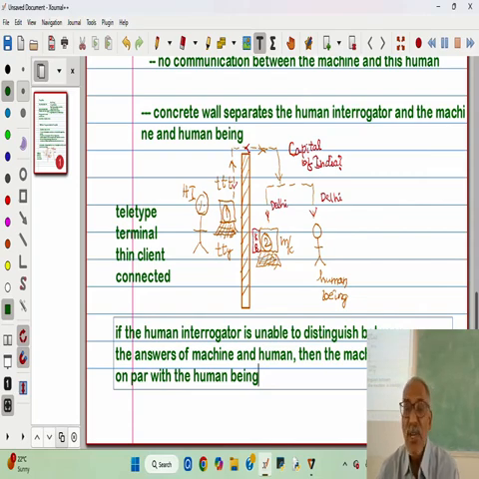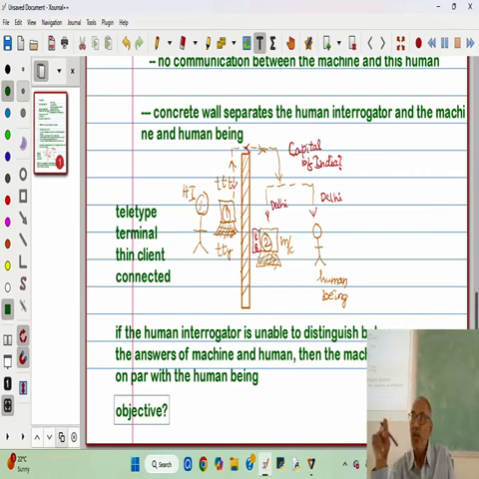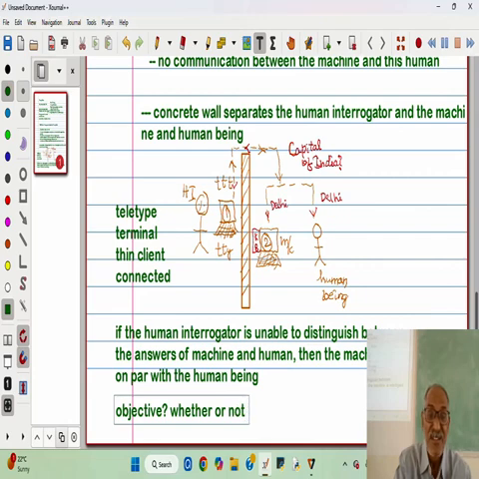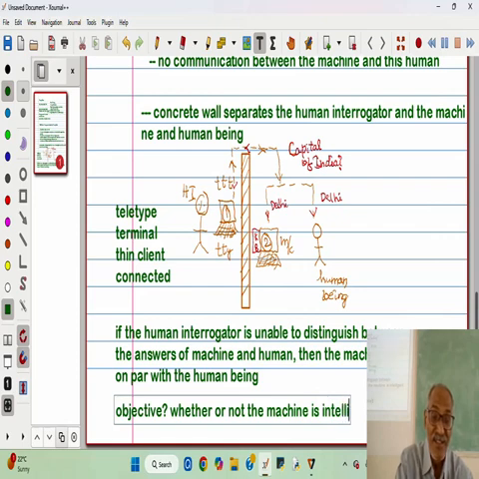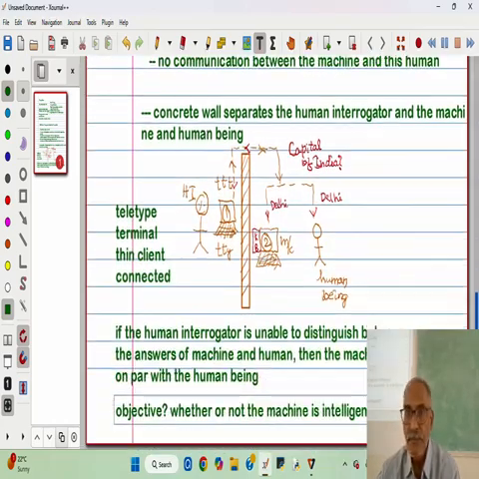So now my point here is, what is the objective of the Turing test? Actually, this has to be talked about at the beginning, but after talking about the scenario, we will be trying to list out what is the objective here. So whether or not the machine is intelligent, whether or not the machine is intelligent, that is what I'm interested in knowing. That is the objective. Okay. So this is what is known as the Turing test. Okay. Clear?